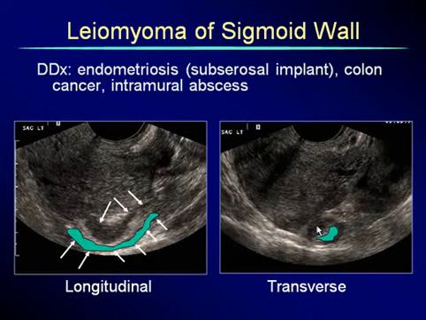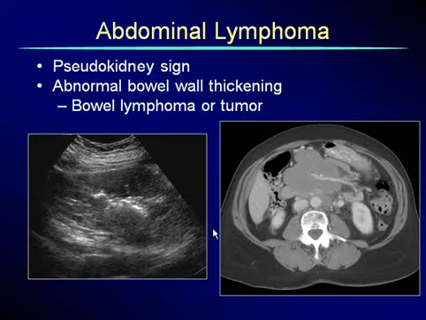We thought it might have been an endometrial implant or something, an intramural abscess, maybe even a colon cancer. And she eventually went to surgery, and this was a leiomyoma of the sigmoid wall. So this is a mass in the wall of this sigmoid.